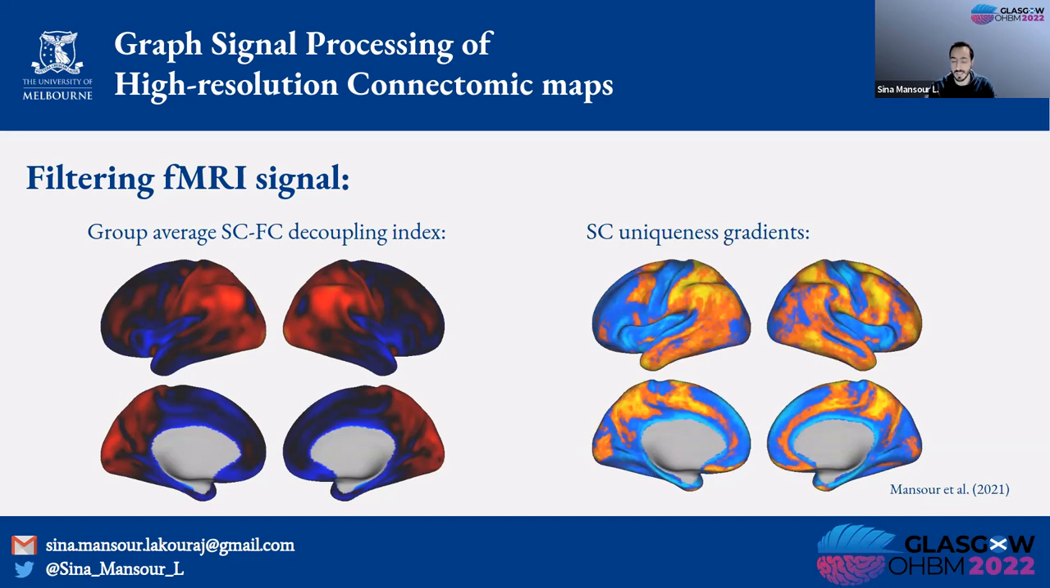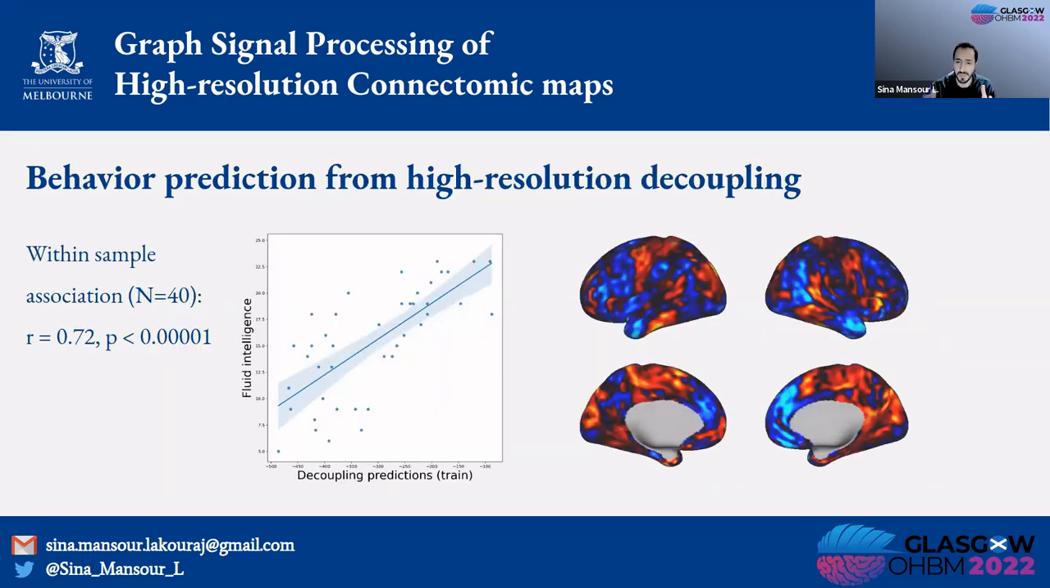We also see a great deal of resemblance between this decoupling index and the structural connectivity uniqueness gradients, which indicate regions of the structural connectome that are unique in every individual. So given that these regions are known to be unique in individuals, we were wondering if we could use this decoupling information in high resolution to extract behaviorally relevant data and predict behavior using this decoupling index. So what we did was we took a sample of only 40 individuals from the HCP data.